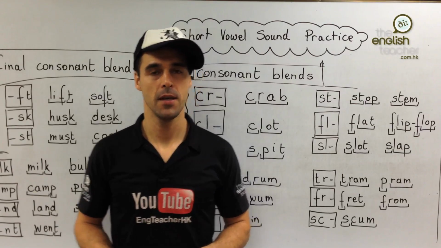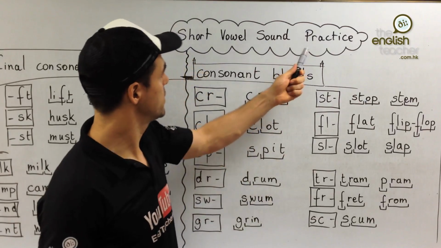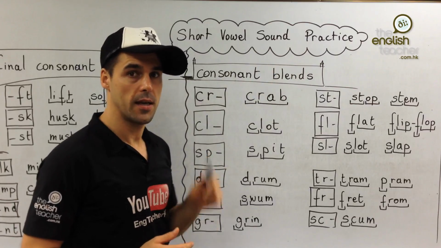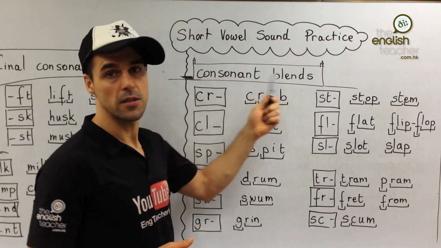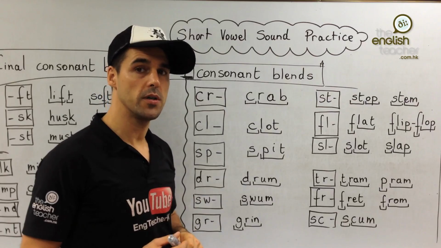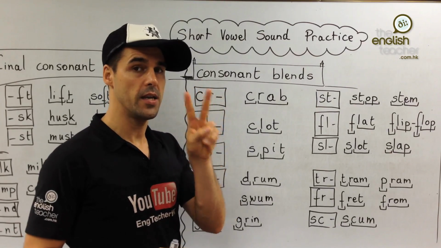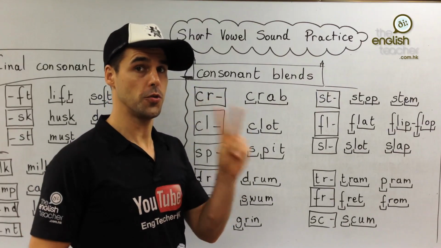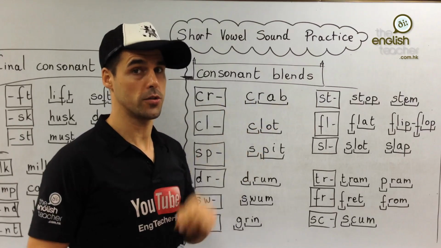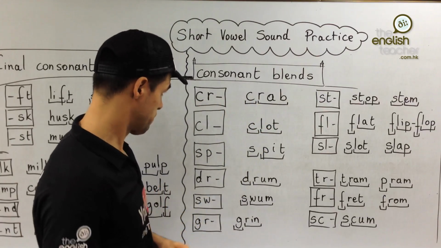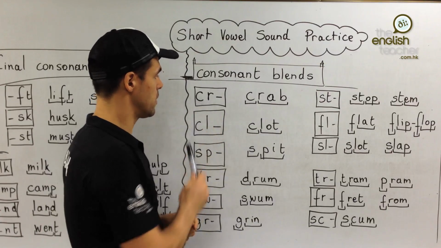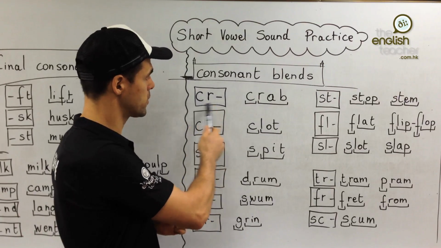I'm David. In this lesson we are going to practice the short vowel sounds, and more in particular the consonant blends. We're going to look at words that have two initial or two ending consonants. Let's take a look. C and R are consonant blends.